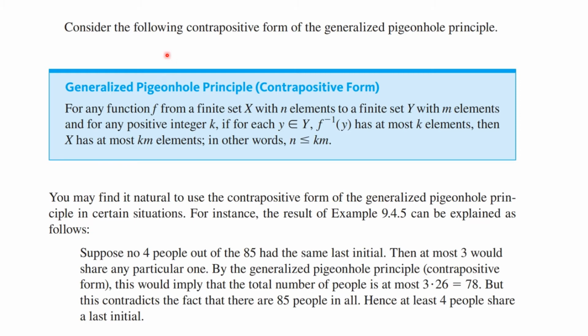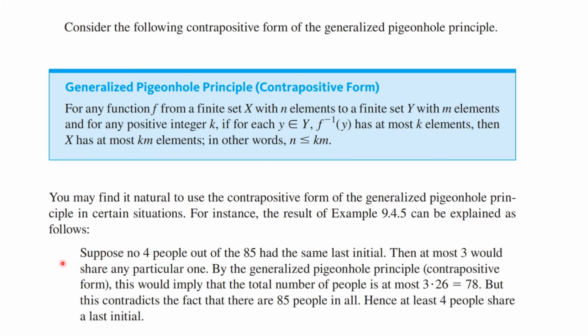And also, sometimes the contrapositive form of this is useful. So for any function f from a finite set X with n elements to a finite set Y with m elements, and for any positive integer k, if for each y in capital Y, the inverse image of y has at most k elements, then X has at most km elements. In other words, n is less than or equal to k times m.